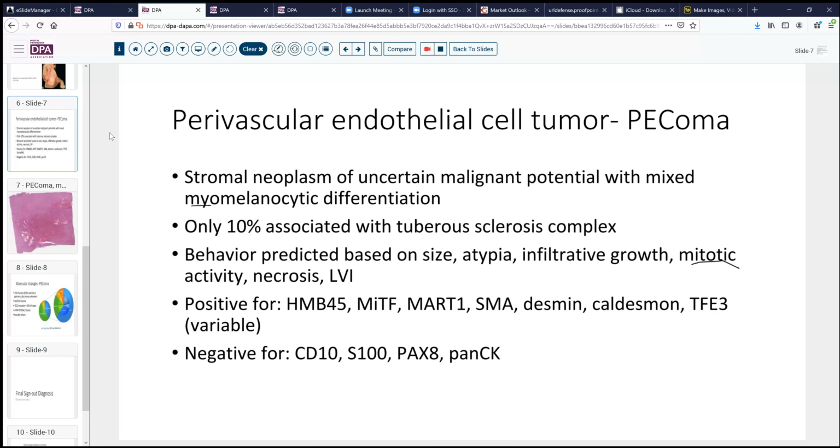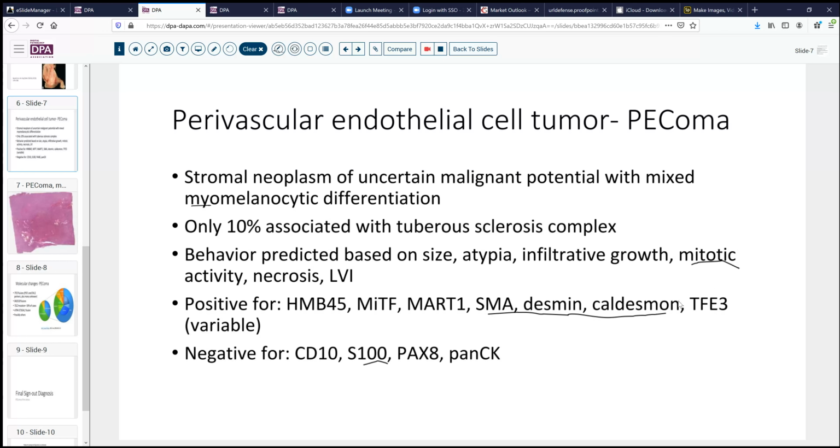Now, immunohistochemistry can help us if we're concerned about the differential diagnosis, and we'll often want to confirm it with these stains. So melanocytic markers like HMB45, MITF, MART1, Melan-A, these will be positive. Although note here that S100 is usually negative. And the myocytic markers will also be positive. SMA, desmin, caldesmon will be positive as well.